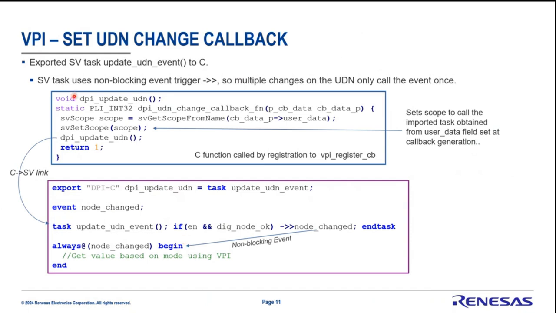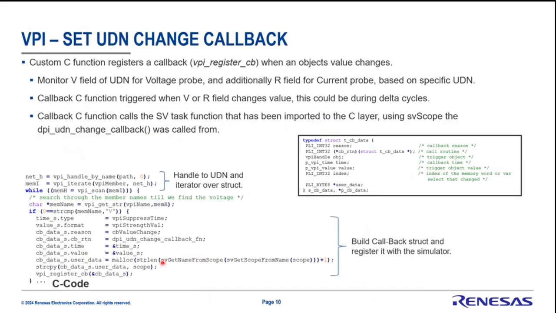So imagine the UDN does change. This is the C function it would call. It gets the scope from the user data, because remember on the previous slide, we went and put the scope in the user data area. This line above is just setting the size for it.